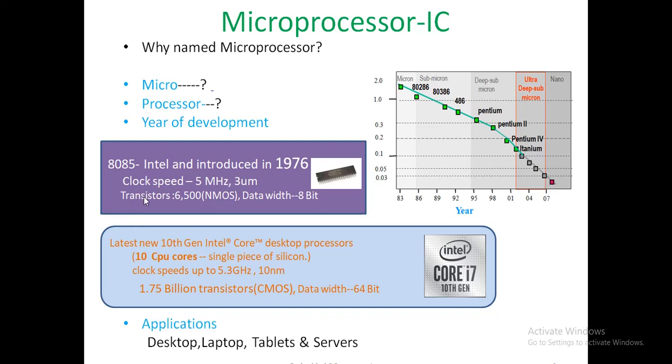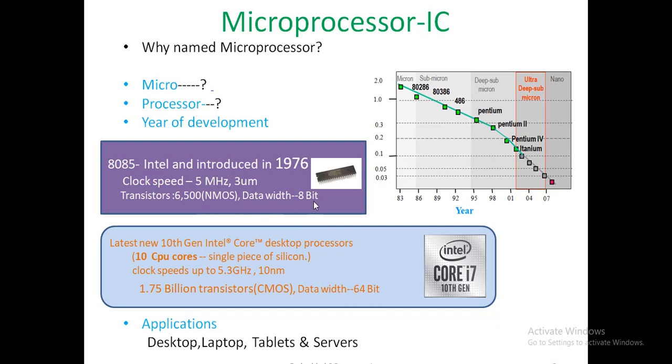For fabricating the 8085, they used a total of 6500 transistors. In this case, 1.75 billion transistors. Just see the comparison within 4.5 decades. What a tremendous advancement in VLSI technology! They used NMOS technology there, and here they used CMOS technology. The data width is 8-bit, so it is an 8-bit microprocessor. The i7 processor is a 64-bit microprocessor.